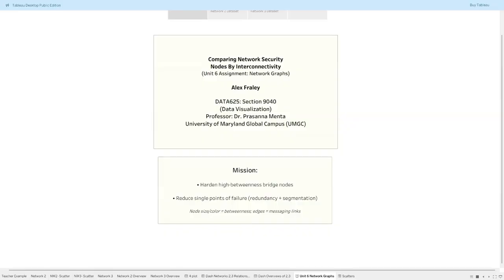In this video, I compare two client communication networks and highlight cybersecurity risk using betweenness. In these visuals, larger and warmer colored nodes have higher betweenness, which means they act as bridge nodes. Bridge nodes sit on many shortest paths, so they can become high-impact choke points. The edges represent messaging links between nodes.